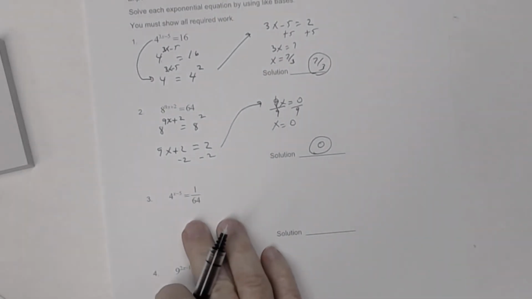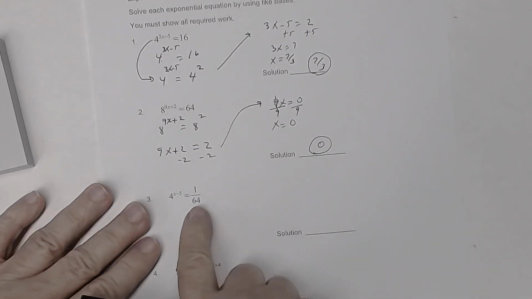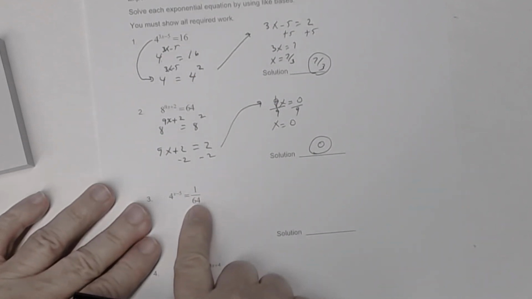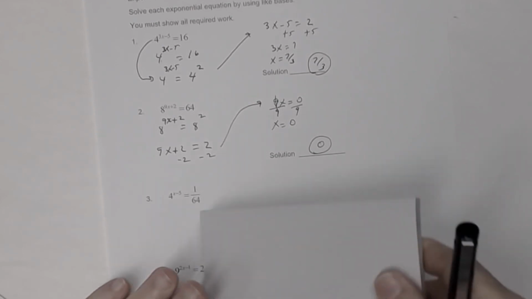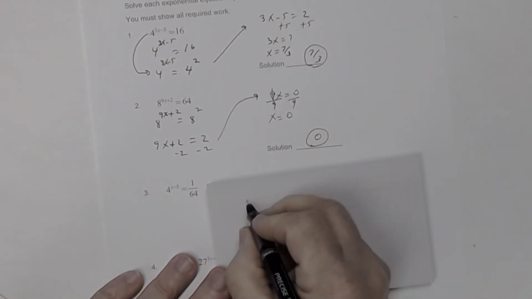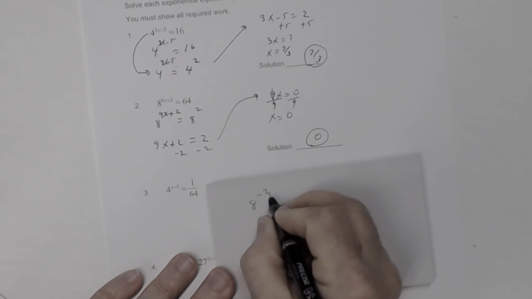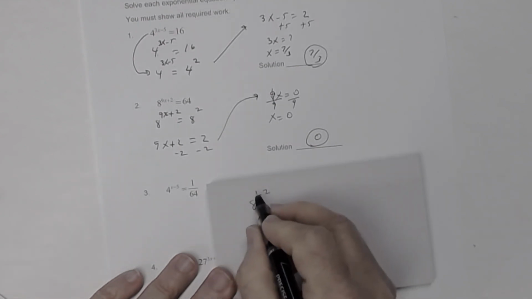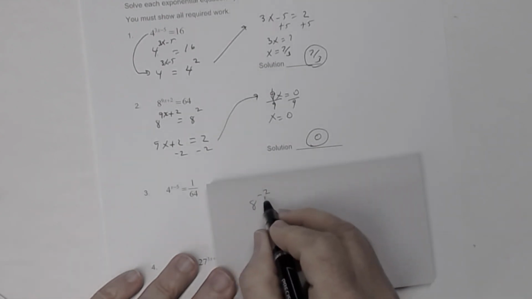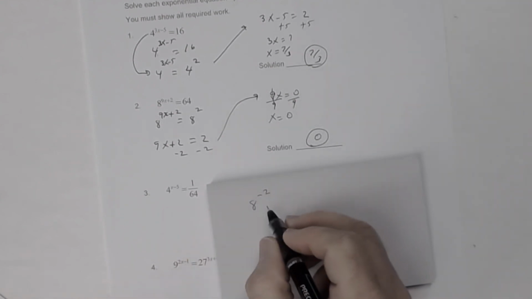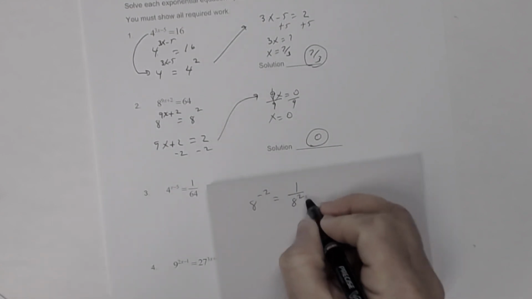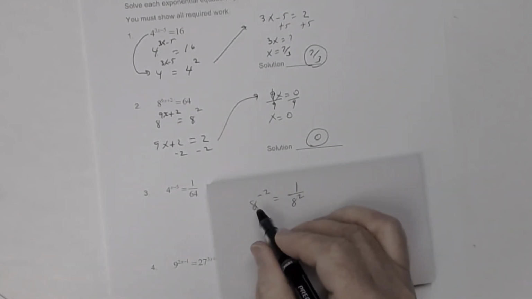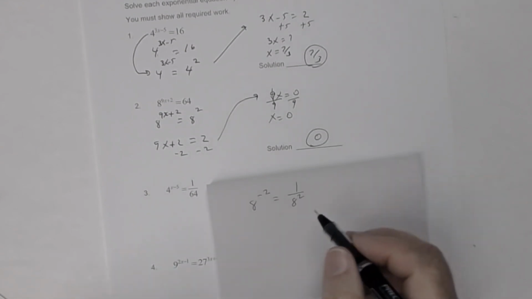In number 3, we have this situation. Now, notice this is written as a fraction. So you got to remember a couple of things from previous courses about exponents. We can always write 8 to the negative second power. You always want to rewrite a negative exponent as a positive exponent. So I can write that as 1 over 8 squared. So that's what 8 to the negative second means: 1 over 8 squared.